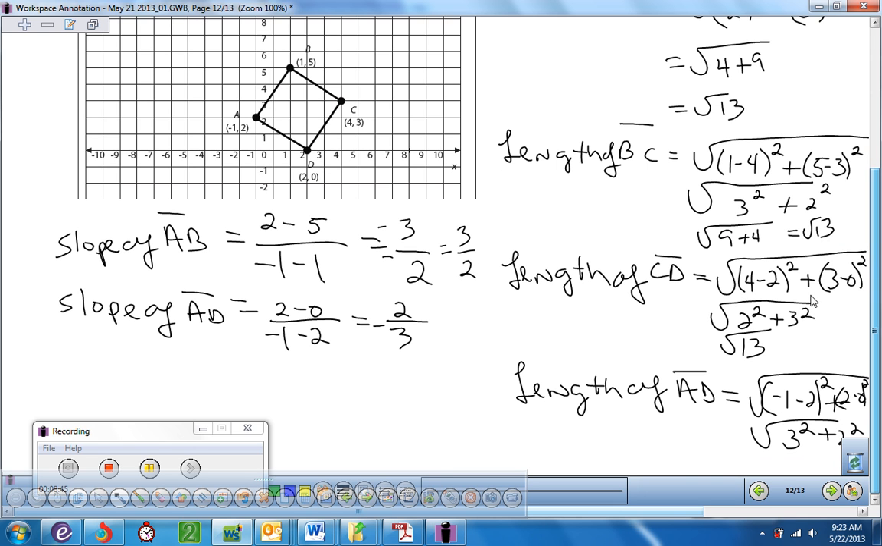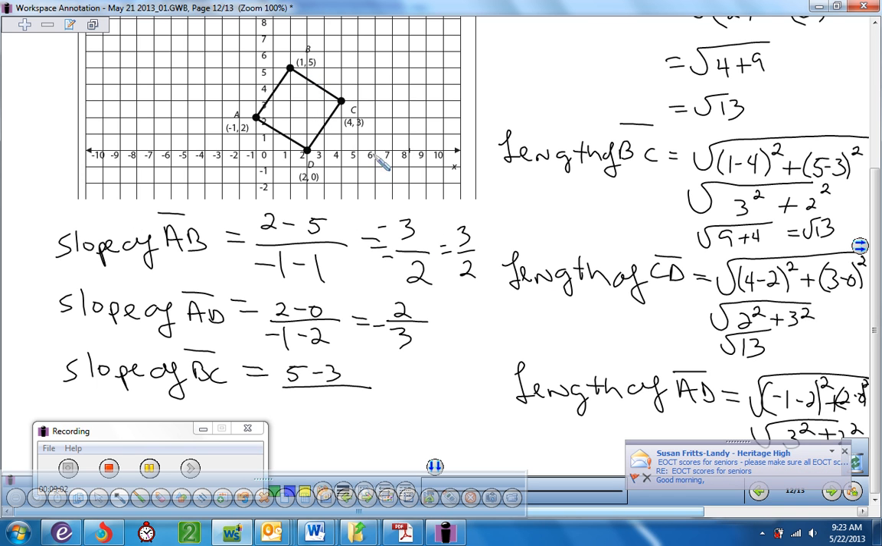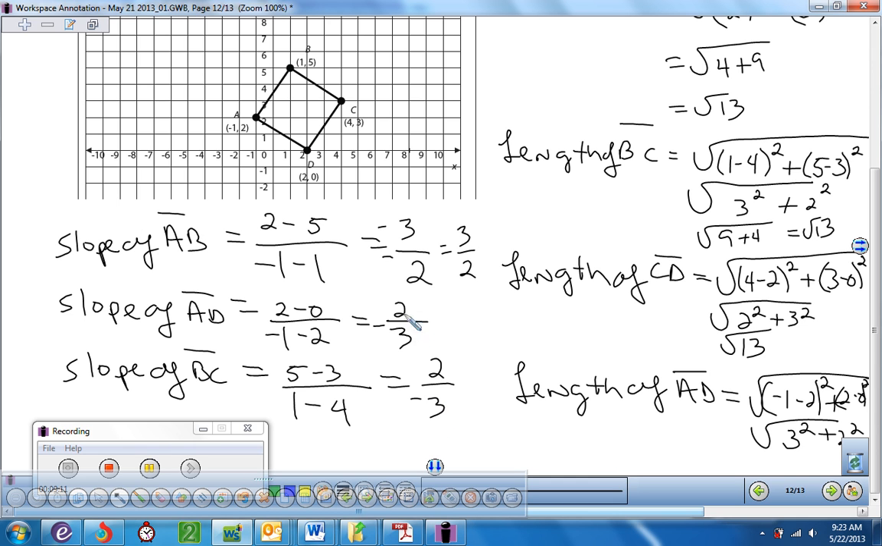Now let's go ahead and find the slope of the other two lines. Let's go slope of BC. So it's going to be 5 minus 3 over 1 minus 4. We end up with 2 over -3. So it's parallel to this one, but it should be perpendicular to this one, which it is.